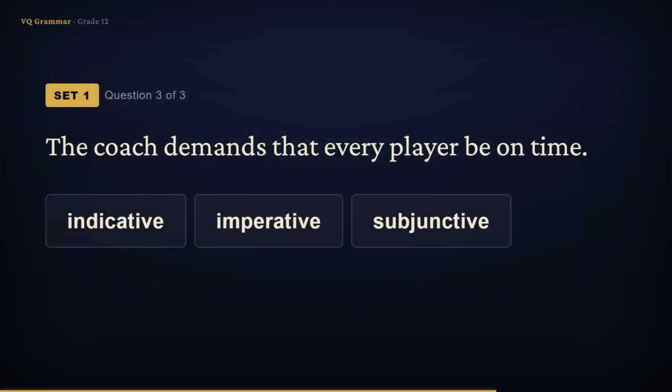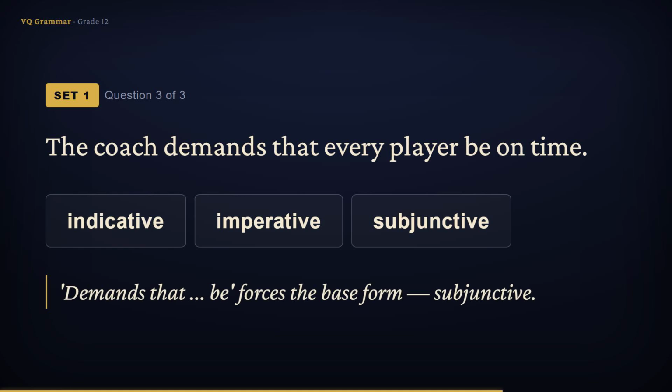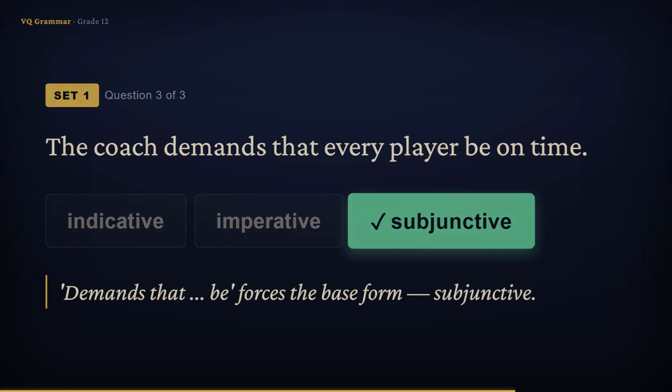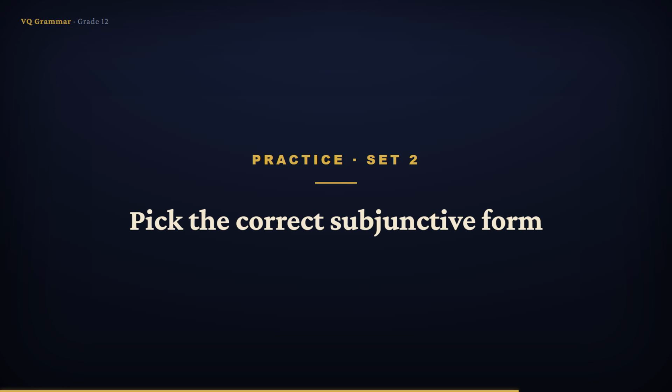The coach demands that every player be on time. Listen to that verb, be, not is. It follows demands that, and it's dropped to its base form. That's the subjunctive mood. For this set, choose the form the subjunctive actually calls for. Remember, were for wishes and things contrary to fact, and the base form after a demand or a suggestion. Pause and choose before I answer.